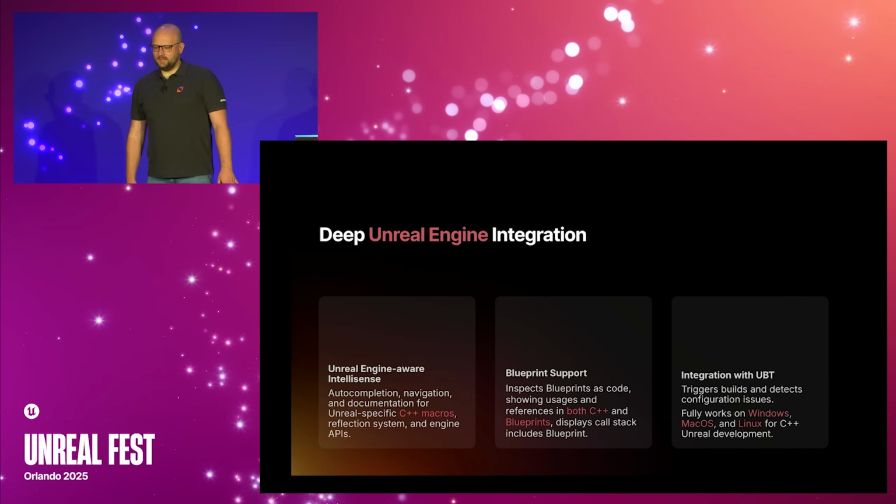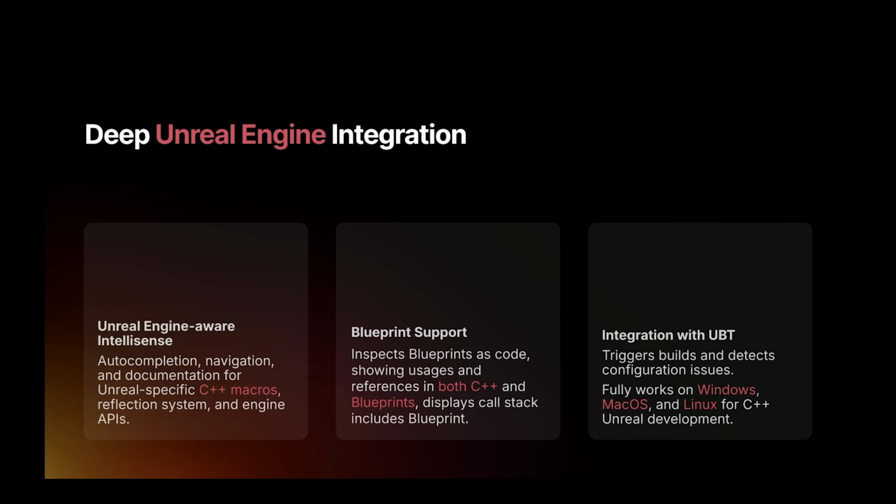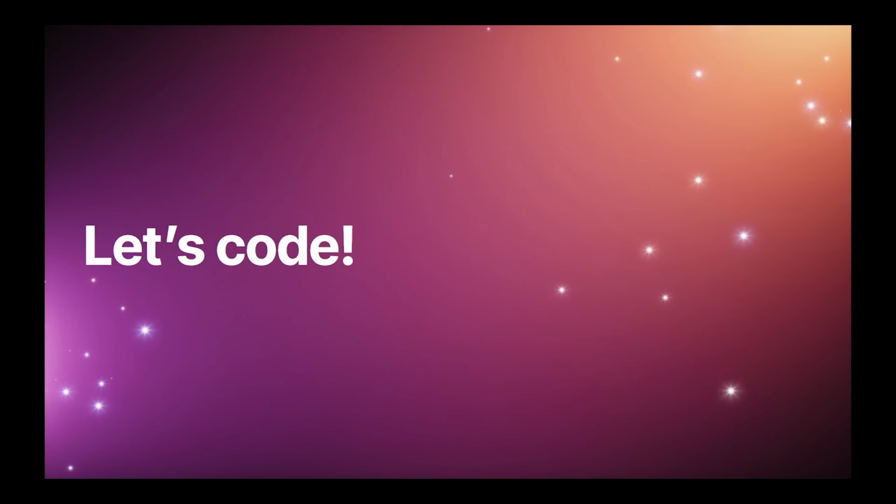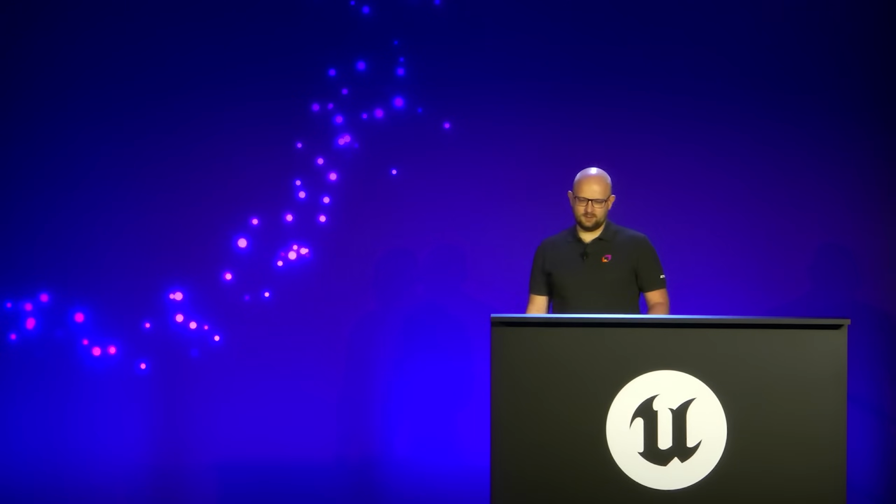We make a lot of optimizations working with C++ macros, the reflection system, and engine APIs, including Blueprints. Also, we have deep integration with Unreal Build Tool and Unreal Header Tool to make it work on different platforms like Windows, Linux, and Mac. And now I'll try to show you the main interesting things in Rider. Let's go code.